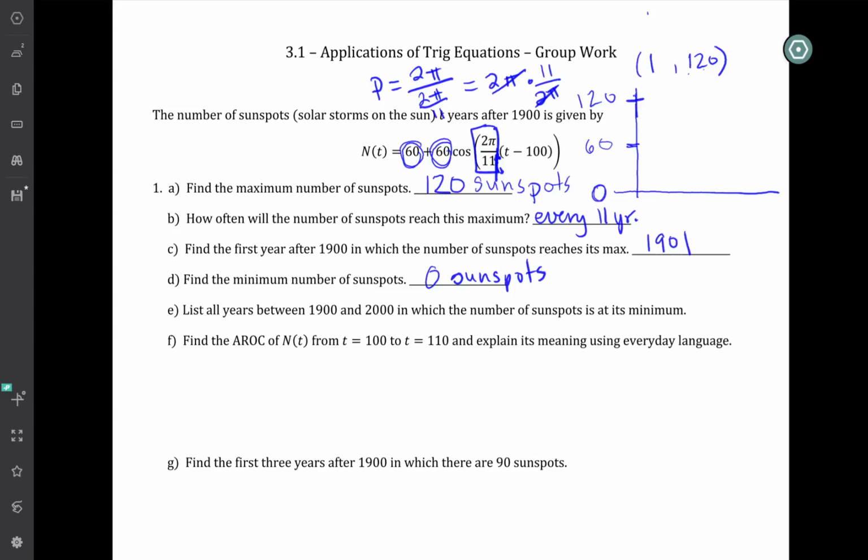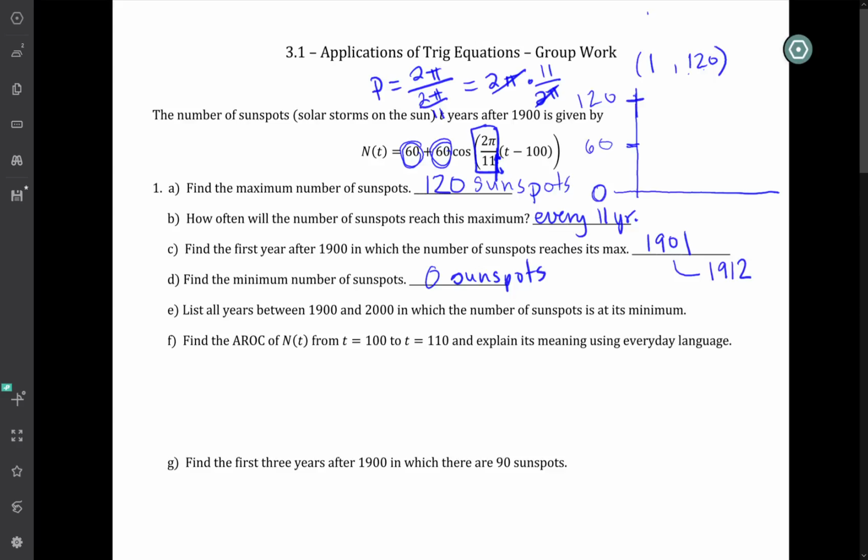List all years between 1900 and 2000 in which the number of sunspots is at its minimum. Okay, well, I'm probably going to get lazy and not list all of them because I think I remember that this is a tediously long list. But what I know right now is that it hits its max in 1901 and then again in 1912. It should hit its minimum exactly in the middle of that.